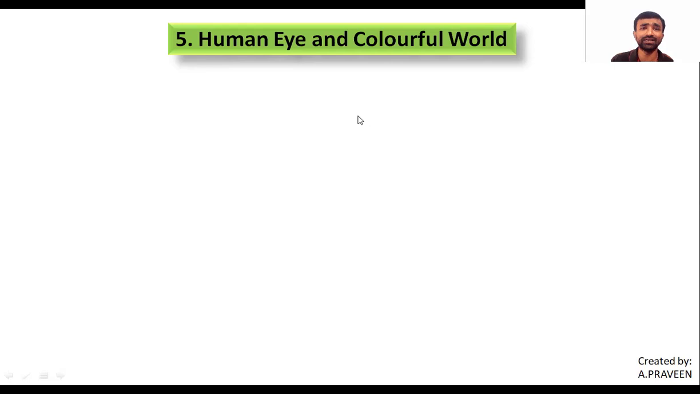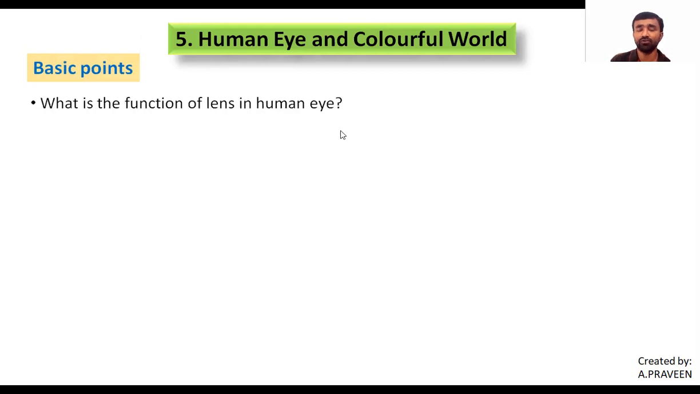Then let us move to the introduction of the lesson: basic points related to the human eye and the colorful world. What are the basic points here? See here, what is the function of a lens in the human eye? What is the function of the lens in the human eye? Can anybody?